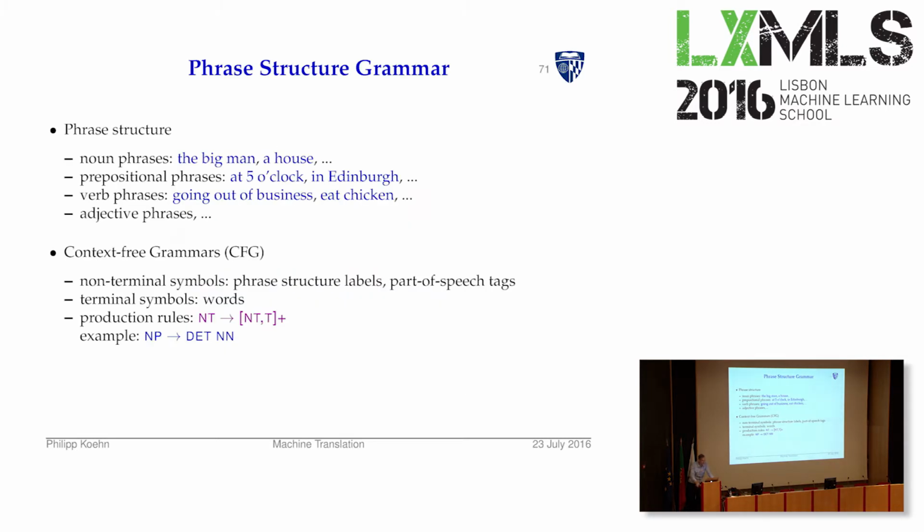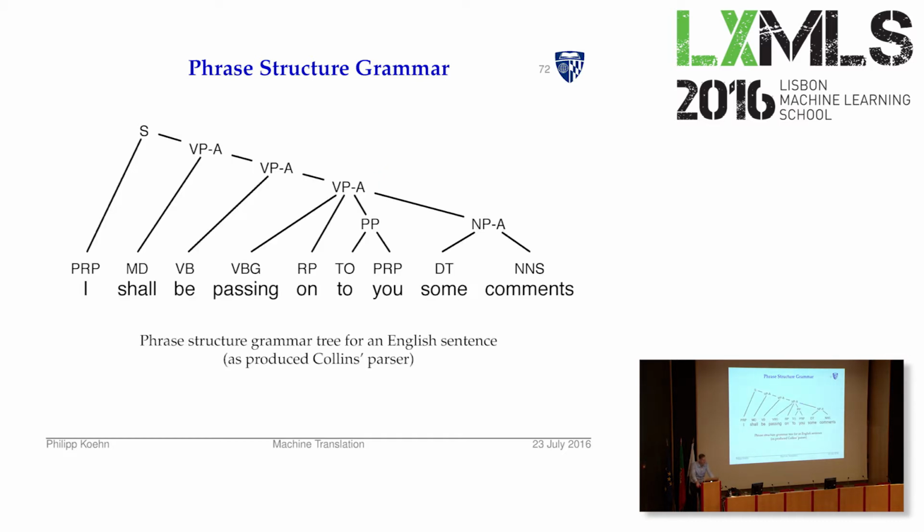Okay, so a quick introduction for the non-linguists. There's phrase structure grammar. There's the idea that there are things like noun phrases, the big man, a house, prepositional phrases, verb phrases, adjective phrases, and you can then formalize the grammar by writing it down as a context-free grammar. So you have rules that either produce words or that produce other sequences of these phrase structure labels. For instance, a noun phrase can be a determiner and a noun. So here's how this looks for an English sentence. I shall be passing on to you some comments, a bit of a convoluted sentence, but that's how the parse tree looks, at least according to when you run it through Collins' parser.